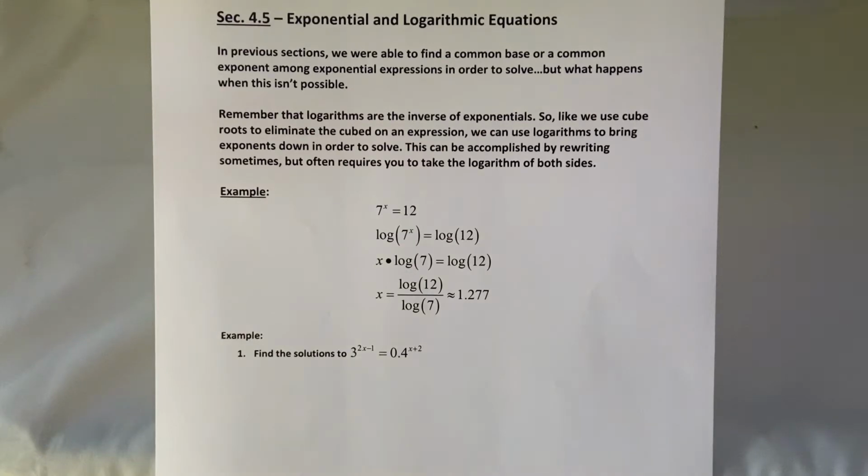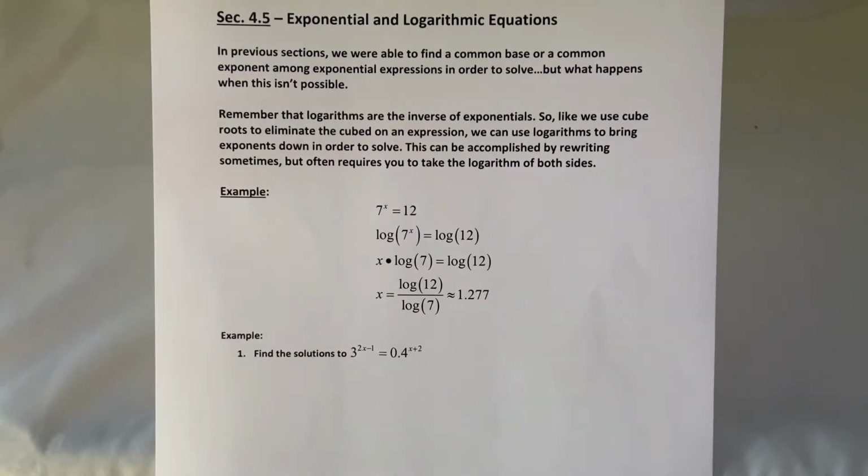For example, if we had 7 to the x equals 12, this is a basic version, but obviously 12 is not an even power of 7. We could take the logarithm of both sides, which would allow us, using our logarithm rules, to bring x in front and then divide by the log of 7, and here we could approximate using a calculator.